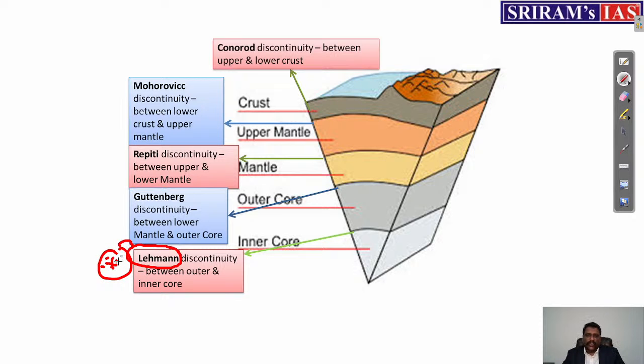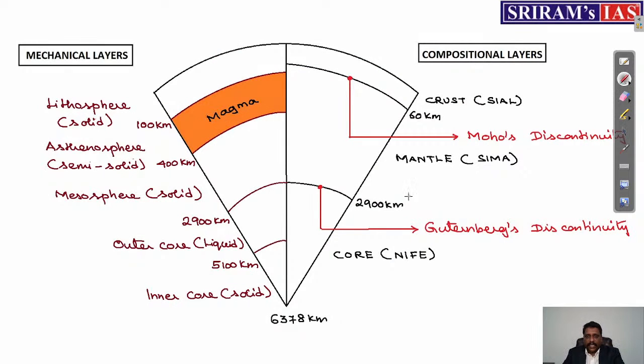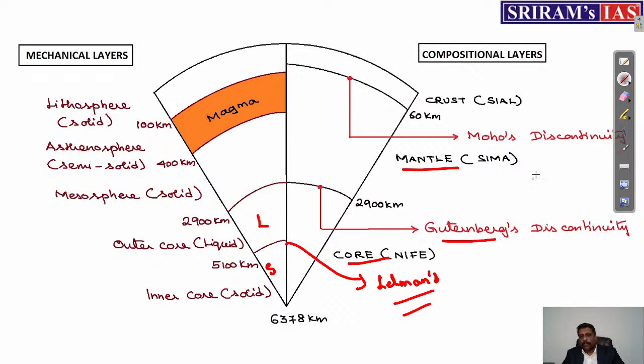Because the core was there in the news. Alongside, kindly try to remember Gutenberg's discontinuity as well, right? Gutenberg's discontinuity is a major discontinuity. What separates mantle and core is Gutenberg's discontinuity. And what separates the outer liquid core and inner solid core, as I said, is Lehmann's discontinuity. Both are equally important.